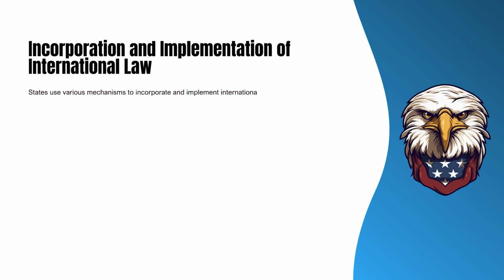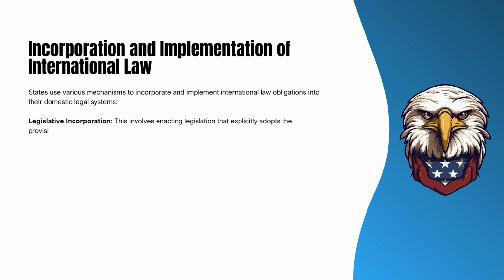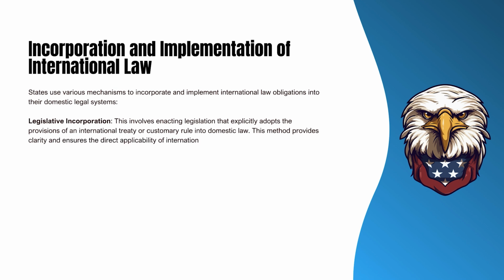States use various mechanisms to incorporate and implement international law obligations into their domestic legal systems. Legislative incorporation. This involves enacting legislation that explicitly adopts the provisions of an international treaty or customary rule into domestic law. This method provides clarity and ensures the direct applicability of international law within the state.